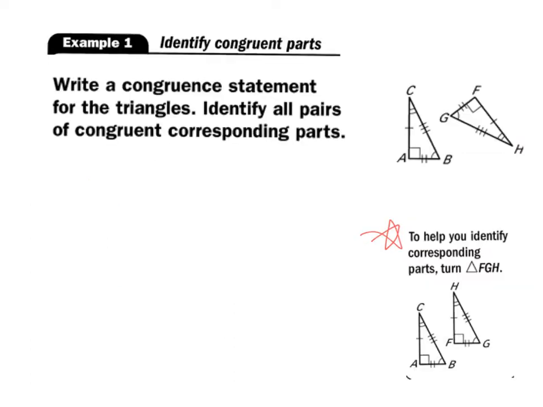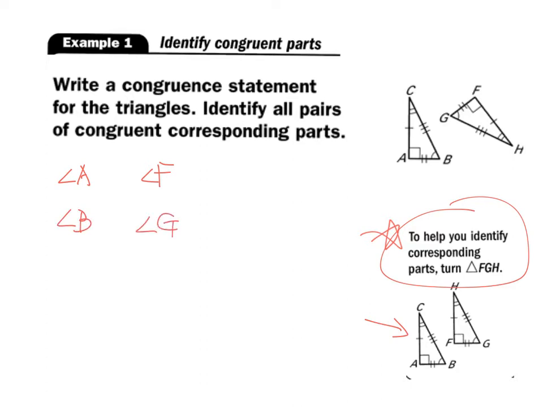Let's look at this example here. It's asking us to write all the congruent pairs of corresponding parts out. When we're given diagrams like that, it's much easier if we turn one of the diagrams around, so that they're visually easier for us to observe. And if I look at the revised pair, I would have angle A and angle F, angle B and angle G, and angle C and angle H. Those are my three pairs, and they are all congruent.